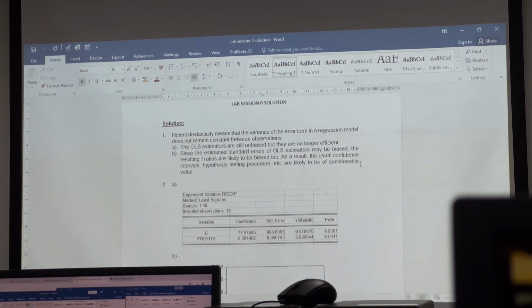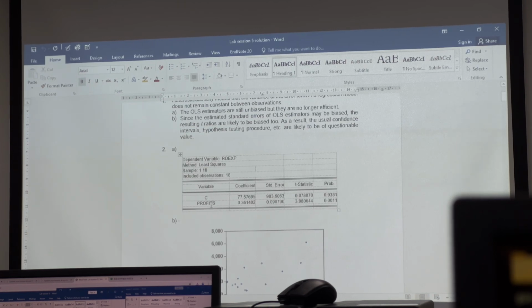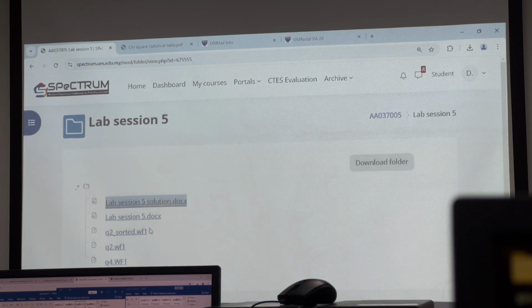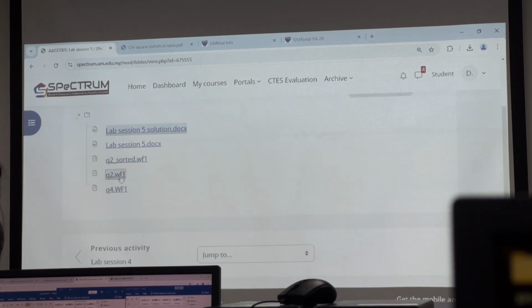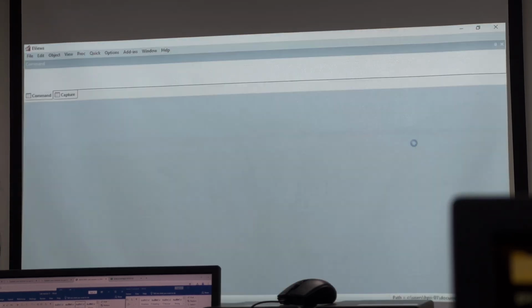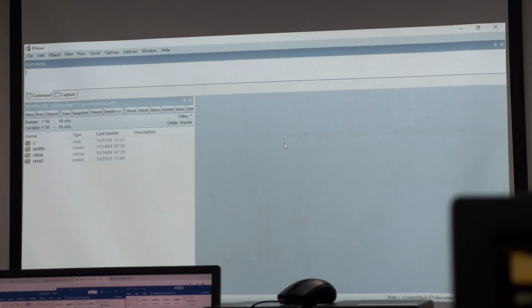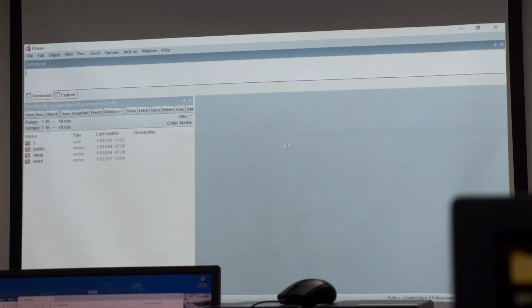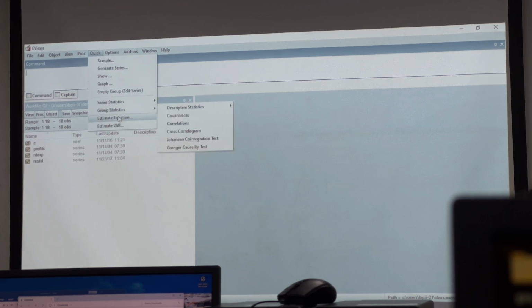So question number 2, we have almost the same data, but now we have a different dependent variable. Probably try to redo it, but just use EViews now. Later at home you can do the manual approach. So this is question number 2. Estimate the regression by regressing the R&D expenditure against profit. So you can estimate as usual.